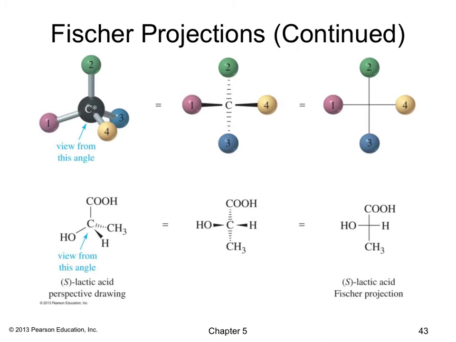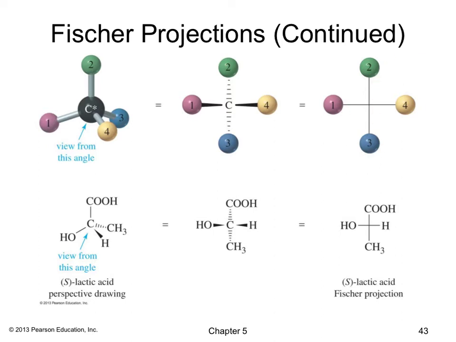This is more on Fischer projections. Again, this is using three-dimensional models, which you can do as well. You're putting 4 different things on it, so that's chiral. You're viewing it from this angle. Again, 1 is going to be on your left, 4 on your right, 2 on top, and 3 on the bottom. And when you make it into the cross for Fischer projections, that's what you get.